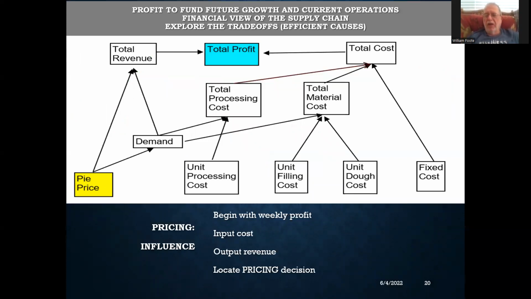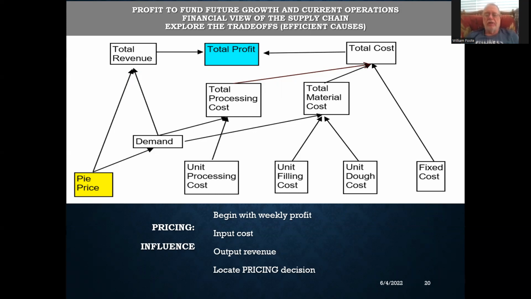We have a model that looks like this. We already went through the four cause analysis and located the four causes in it. This is mainly the efficient set of causes. But look, there's total profit. That's part of our final cause, not the entire final cause. And look at all the efficient causes in there. And then filling and dough and consumers material.